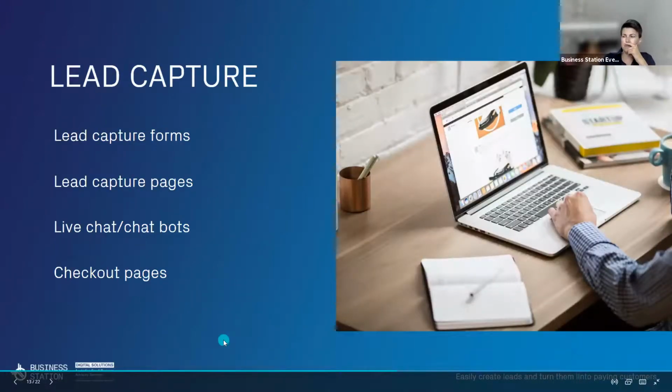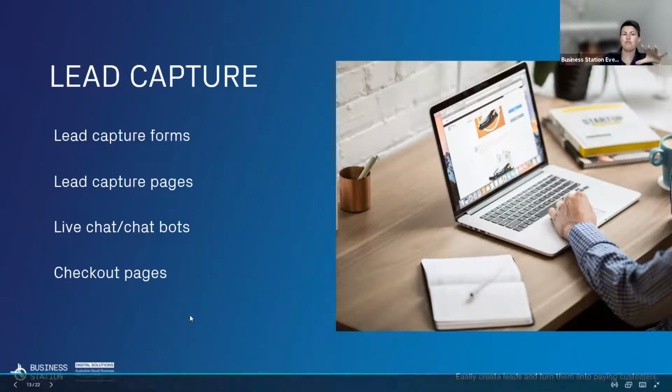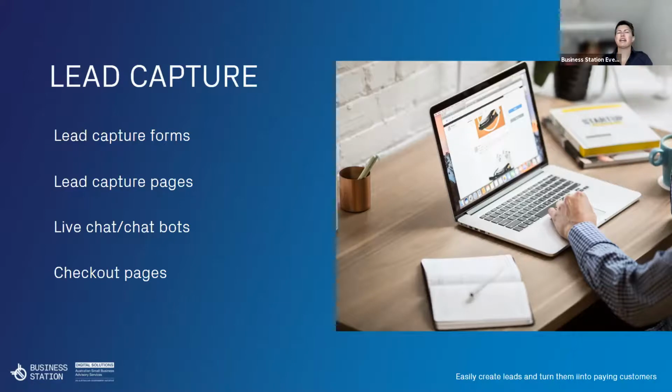Okay, so that's the framework for how you create leads, getting those things right first. Now, once you've got that, we want to use lead capture or lead magnets to engage people even further. So what lead capture is, what we're talking about, is people trading their information for your information, essentially. So that is in the form of lead capture forms or lead capture pages. Also, live chat or chatbots as well is another great way that you can get people to exchange email for more information, and checkout pages. So when people actually make a purchase, you capture their information as well.